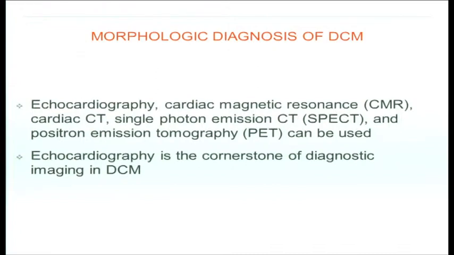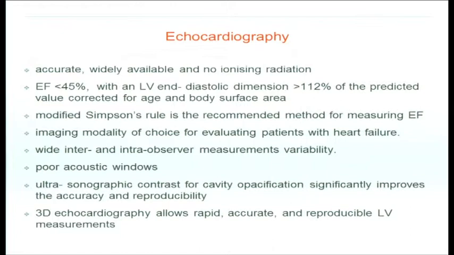The echocardiogram is the cornerstone of diagnostic imaging in dilated cardiomyopathy, because echocardiography is accurate and widely available, and there is no ionizing radiation involved in this examination. If you find a patient with a low ejection fraction, less than 45%, with a dilated left ventricle, which is more than 112% of the predicted value corrected for age and body surface area, you can come to the conclusion that it is a dilated left ventricle. You can use the modified Simpson's rule to calculate the ejection fraction.